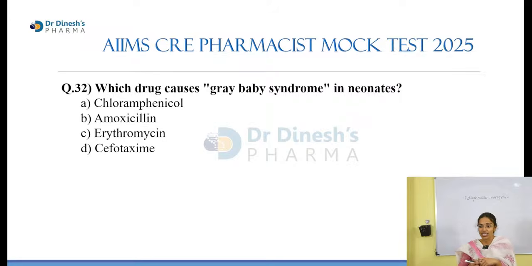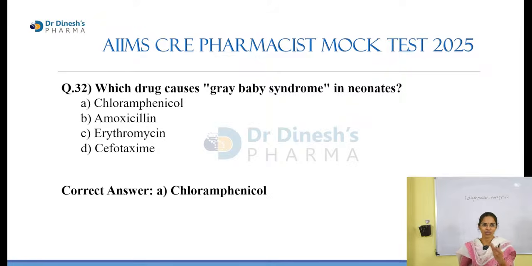Which drug causes gray baby syndrome in neonates? Even this question has appeared in the recent AIIMS CRE Pharmacist examination. Not only that, we have also gone through this question in 2-3 recent competitive examinations. Gray baby syndrome in neonates: A. Chloramphenicol, B. Amoxicillin, C. Erythromycin, and D. Cefotaxime. What is the right answer? Yes, the right answer is chloramphenicol.